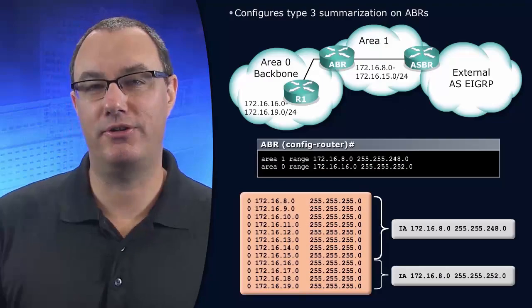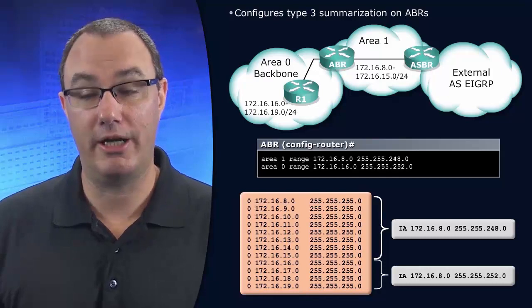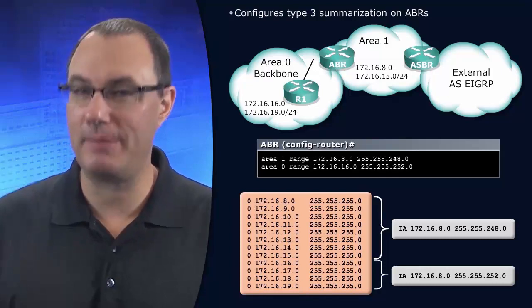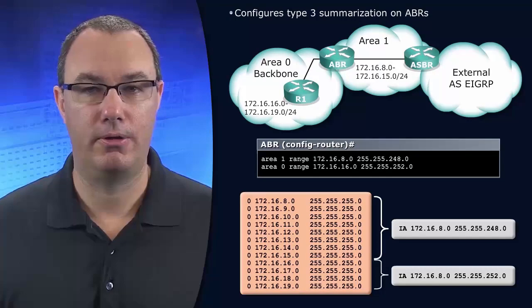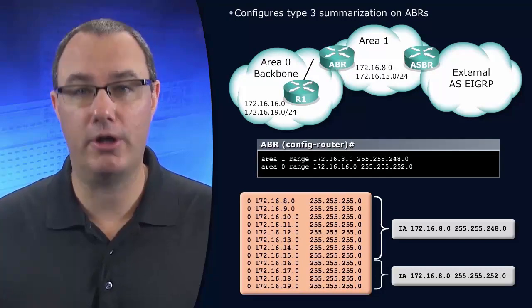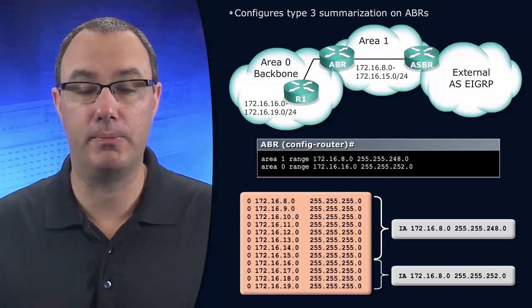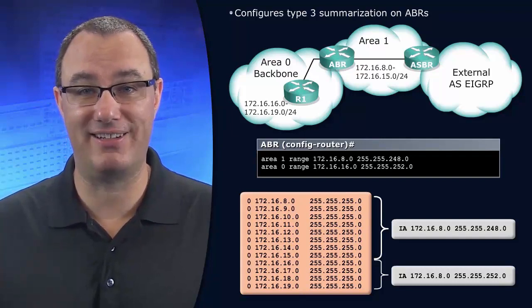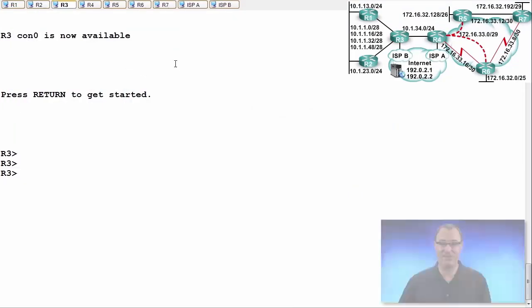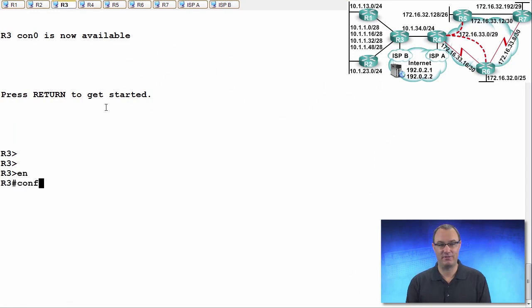If we are going to summarize on an area border router, summarizing type 3 LSAs, what is the command? Where do we go? Well, we go to the area border router, but we do not go to interface level. I want to show you this. Oh, this is so dangerous.